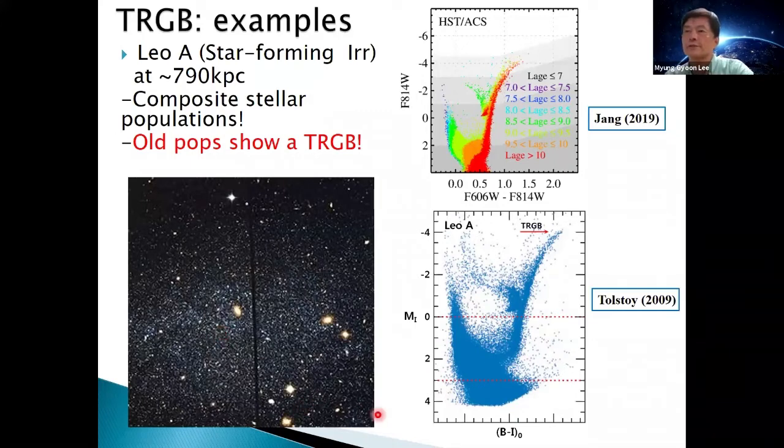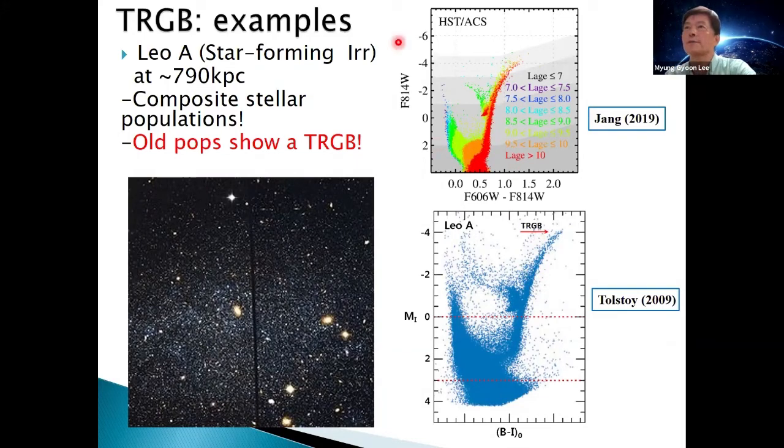But if you take a look at the CM diagram of this galaxy in the right panel here, young main sequence stars follow here, and old RGB stars here. So again, the brightest part of the RGB is clearly seen, indicated by the red arrow. So even in this kind of galaxy, which shows young to old stars, they clearly show the TRGB.